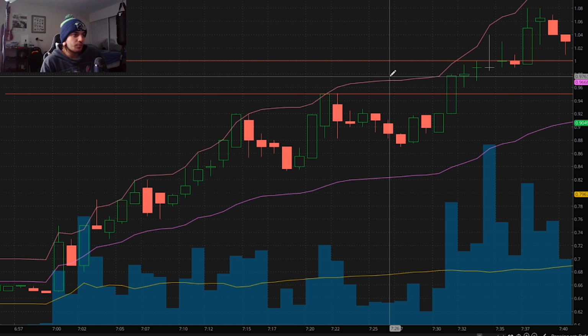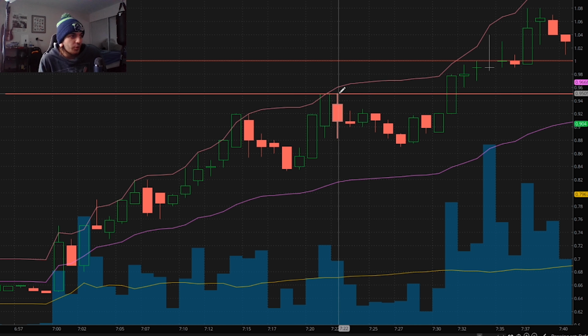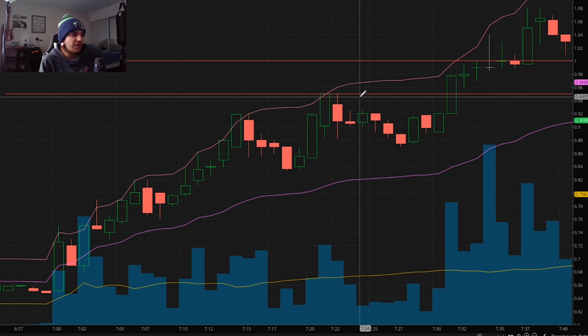But in here, it's a momentum trade. It's fresh. The stock was under $1, and it was also under 100% profit on the day. So the highest point of the day was under the 95 cent.